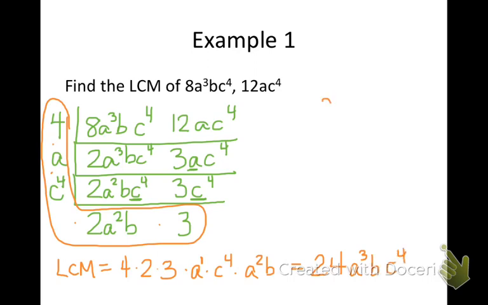Going back over and doing just the numbers, if you like it that way, then you're multiplying the numbers. So again, you have 24.